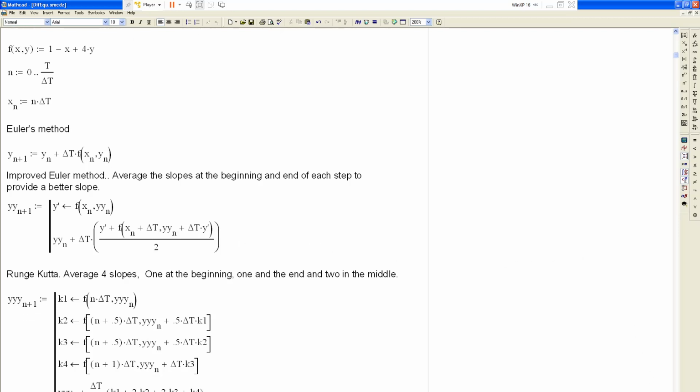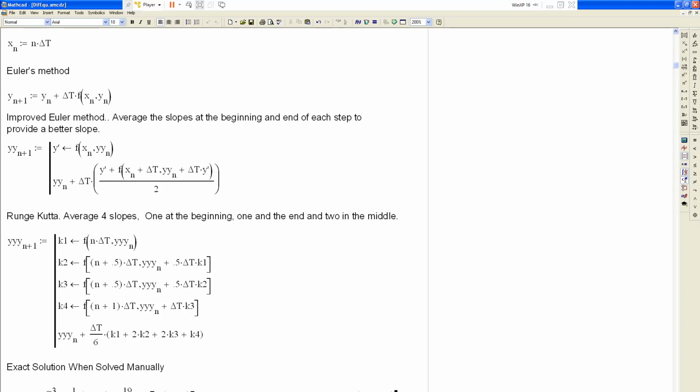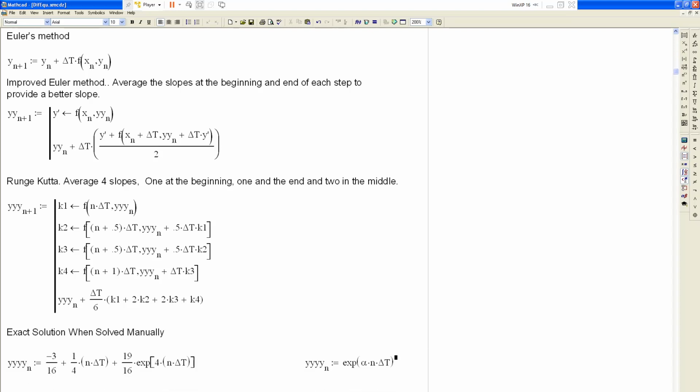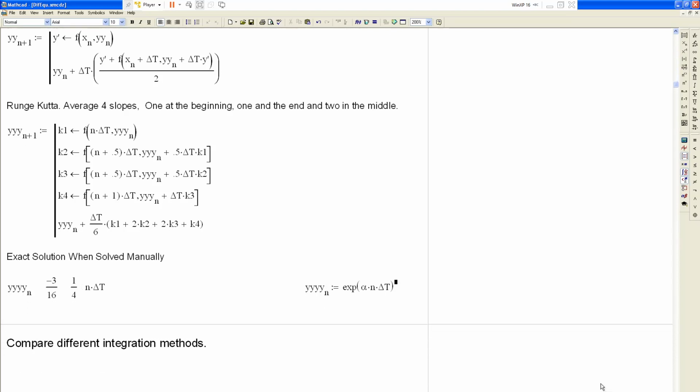So moving on, there's a better method yet. And basically what it requires is averaging more slopes. So this is Runge-Kutta, and it doesn't take much to implement it.